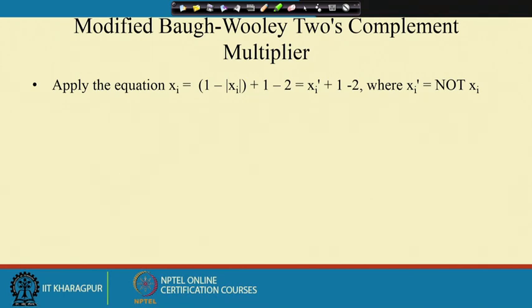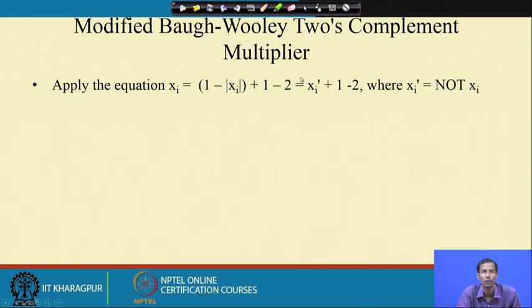In reviewing the sign addition operation, we saw this equation: xi can be represented as xi bar plus 1 minus 2, where xi dash equals xi bar, the not of xi. This is the equation which we follow in the 2's complement multiplier.